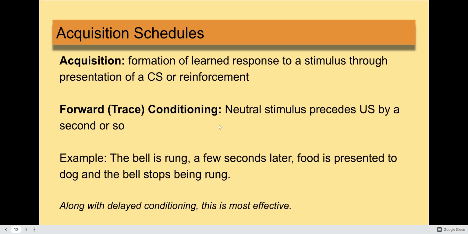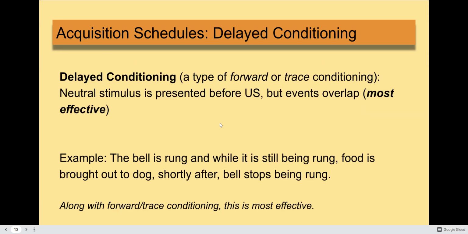Delayed conditioning is a type of forward or trace conditioning. And it's actually when you have the bell, that neutral stimulus, presented before the food comes out, but there's a small overlap. So the bell's rung, and while it's still being rung, food is brought out to the dog, and then shortly after that, the bell stops being rung. Okay, and this, along with forward and trace conditioning, is the most effective. So delayed and forward and trace are similar, and they're very effective ways to create an acquired response, a learned response.